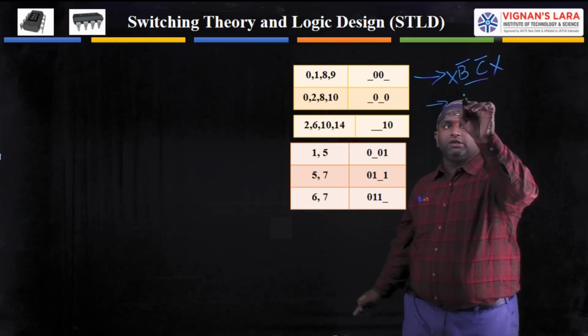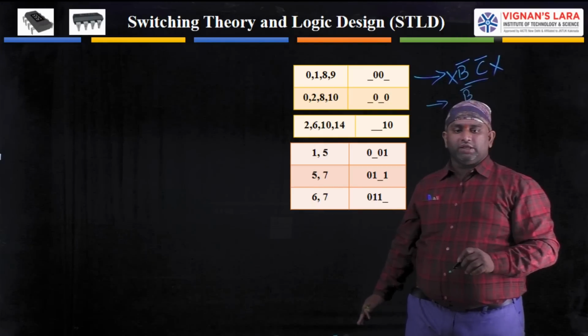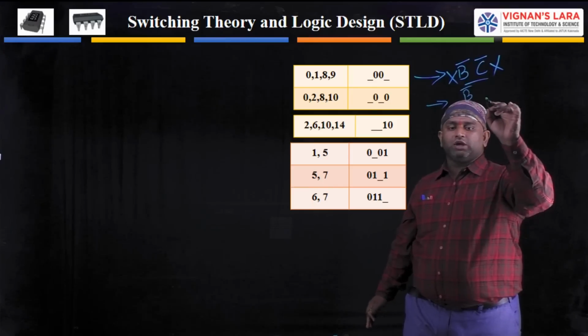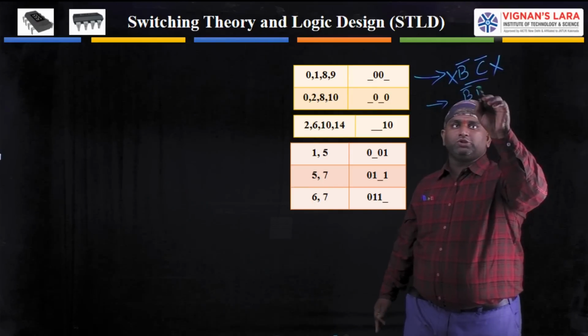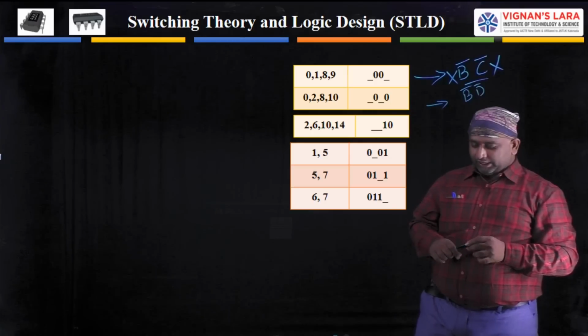I can't write anything. The next position is B bar. And next, coming to that, the dash is available, so C is not available. Next, coming to the position of D, I can write D bar.